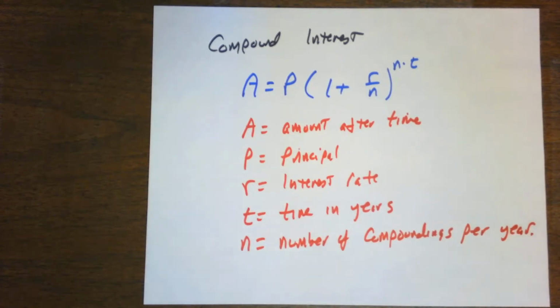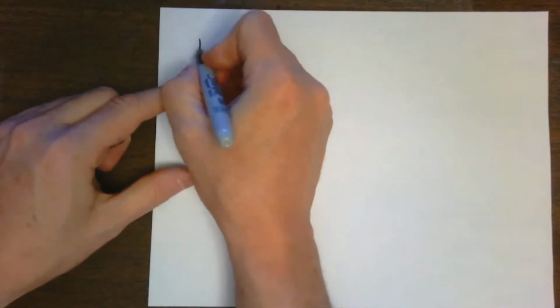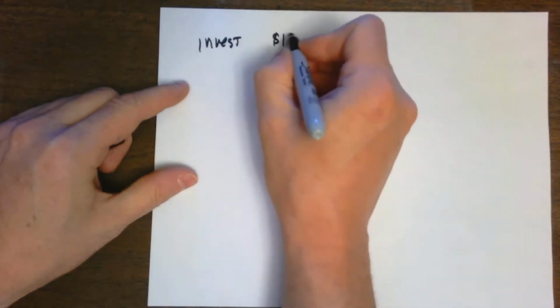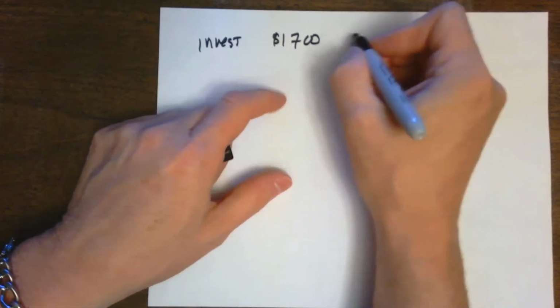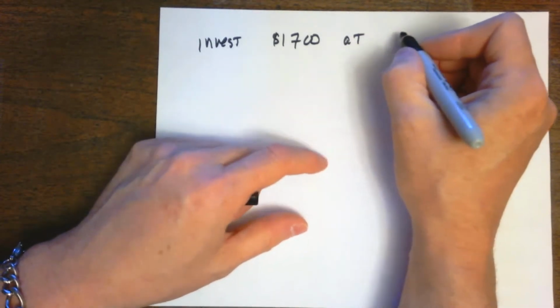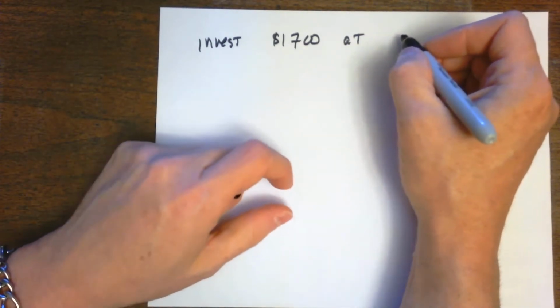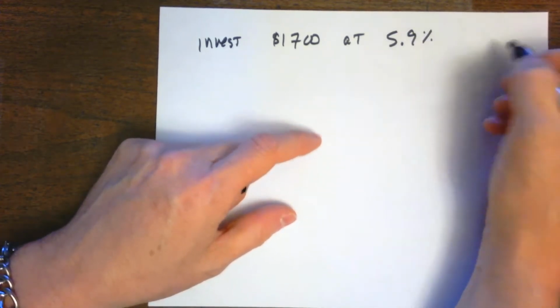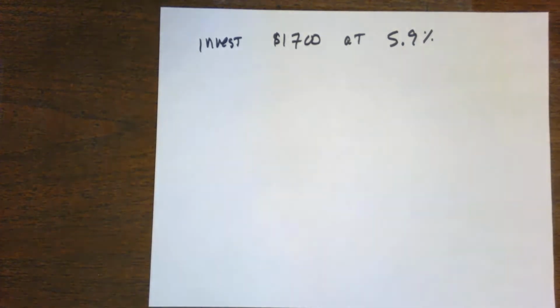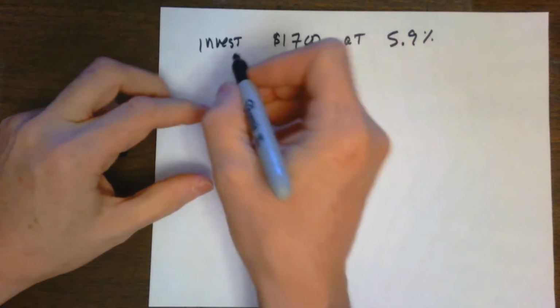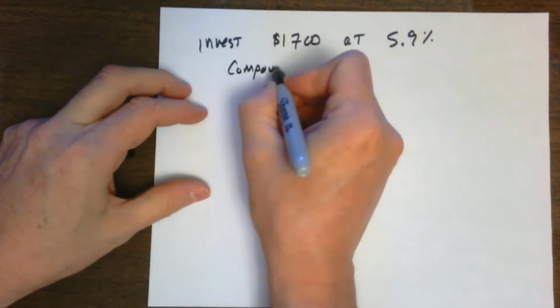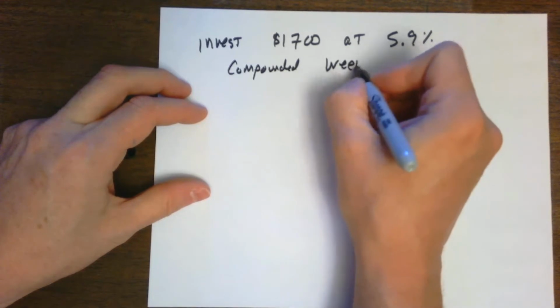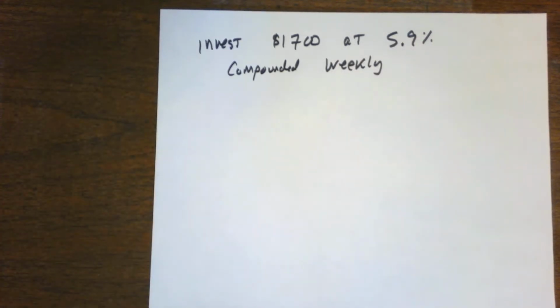All right, so let's put it all together using this formula. Let's look at a sample problem. Suppose we're going to invest, let's take that $1,700 again, and this time we're going to invest it at a lower interest rate, less than my previous 6.5%. Let's say this is going to be 5.9%, but instead of only compounding it once a year, like simple interest, this is going to be compounded weekly. The interest is going to be accrued every week.